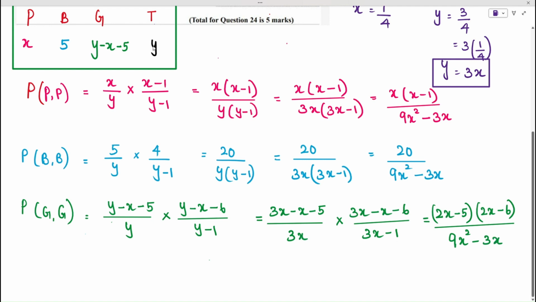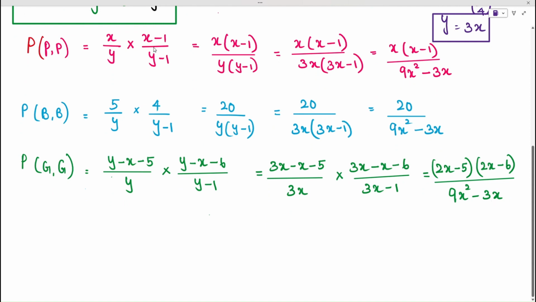So what we can now do is bring together all 3 of our fractions. So this will be the total probability of taking 2 counters of the same color. So we'll have our probability of our pinks plus our probability of taking 2 blues plus our probability of taking 2 greens.